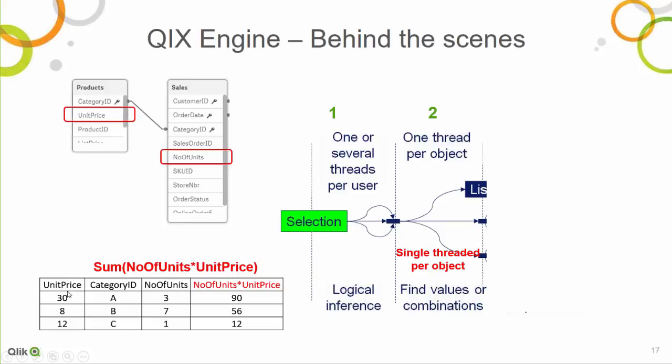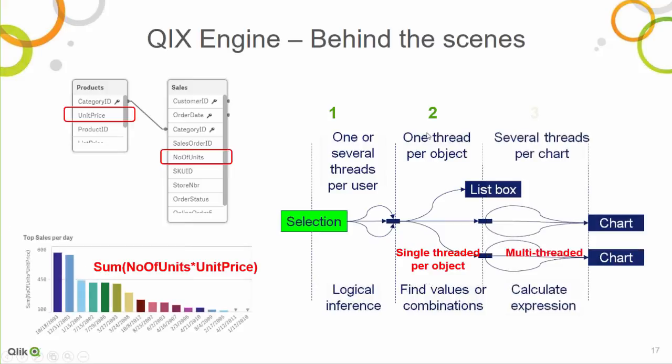The step you need to pay attention to is that this is a single-threaded operation per object. And the next step is to do the actual aggregation, in this case a sum. This step is a multi-threaded operation again. And after that, you will have your object calculated and visualized.